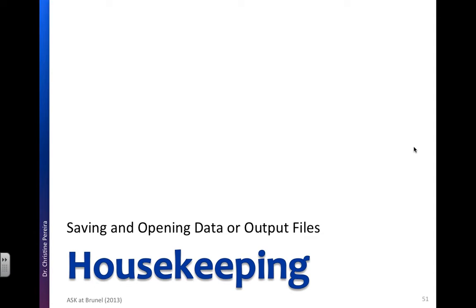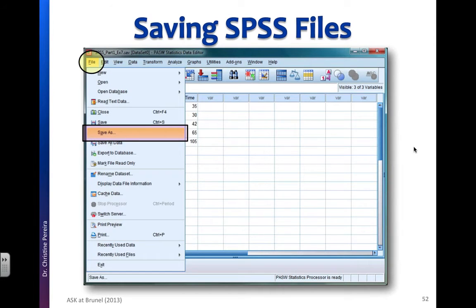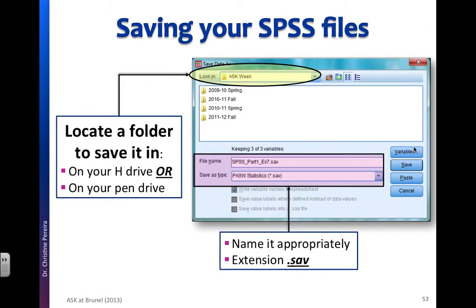We need to do a bit of housekeeping, so saving and opening data and output files. Saving a file is very similar to any other program: file, and save as for the first time. Every time after that you can just choose the save option. So go ahead, let's save the file that we just worked on. File and save as.